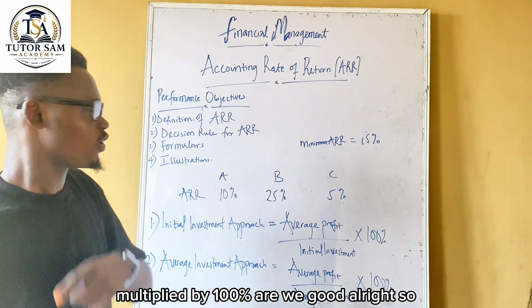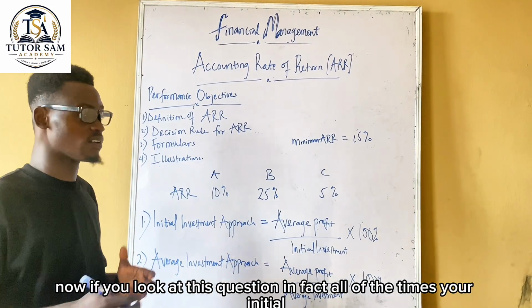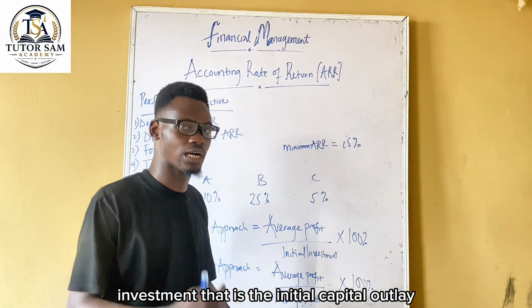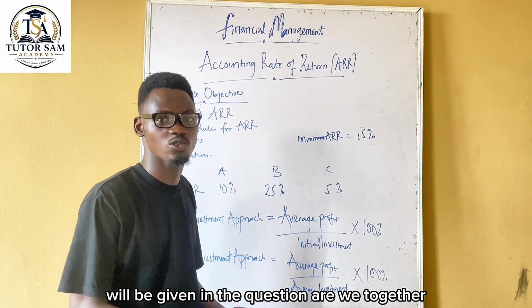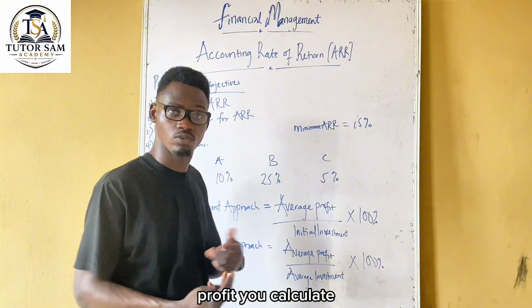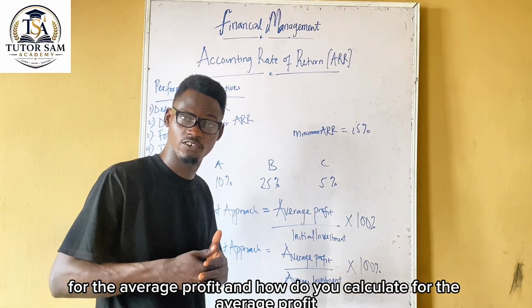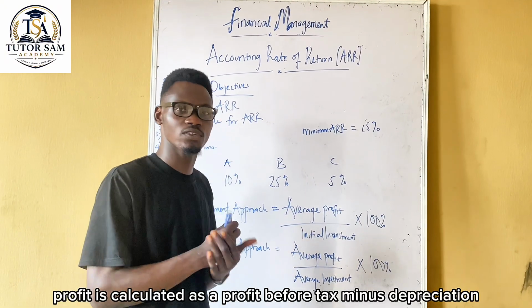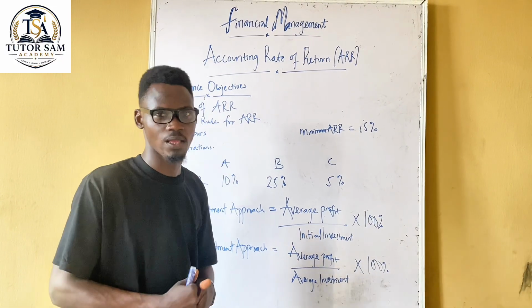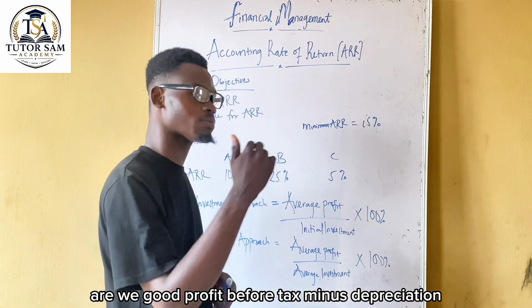Okay. All right. So now, if you look at this question, in fact, all of the times your initial investment, that is the initial capital outlay, you'll be given in the question. But there's one that won't be given in the question, which is the average profit. You calculate the average profit. And how do you calculate the average profit? Average profit is calculated as profit before tax minus depreciation. Are we good?